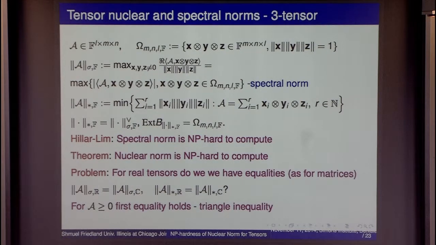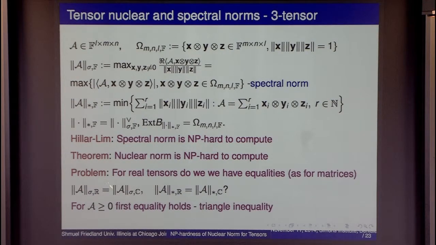Thanks. So the starting point is Hillar-Lim. The spectral norm is NP-hard to compute. Now, what we want to show is that the nuclear norm is NP-hard to compute. And also we want to give a reason why we are interested in the nuclear norm of the tensor. One way to say it: you can also try to complete entries in a tensor, not in matrices, and probably, like in matrices, the right norm to use would be the nuclear norm.